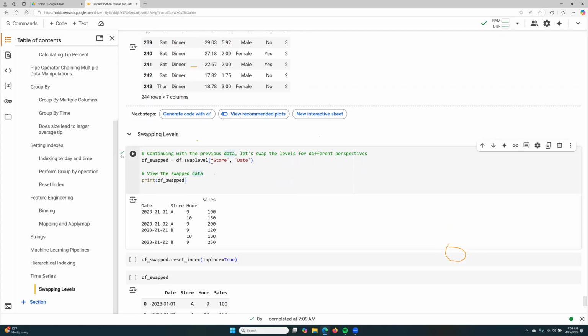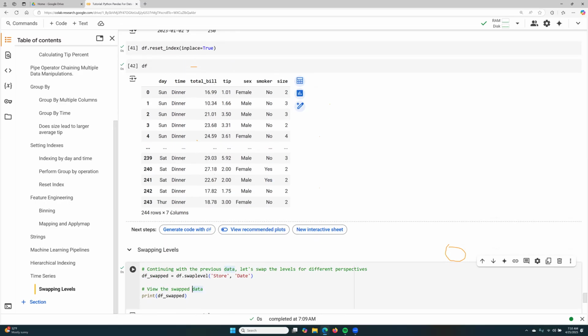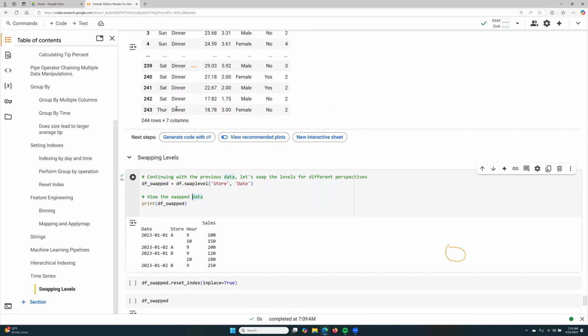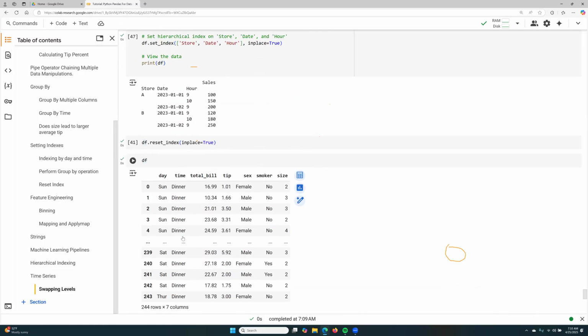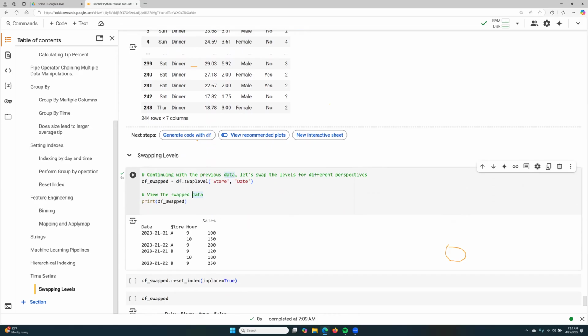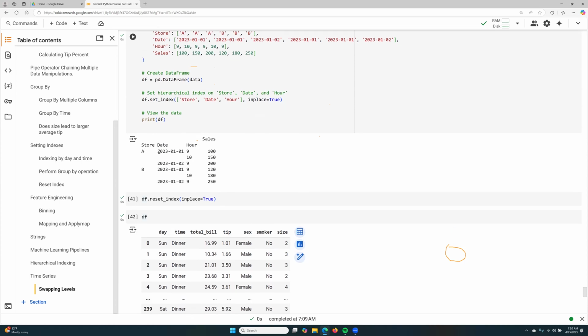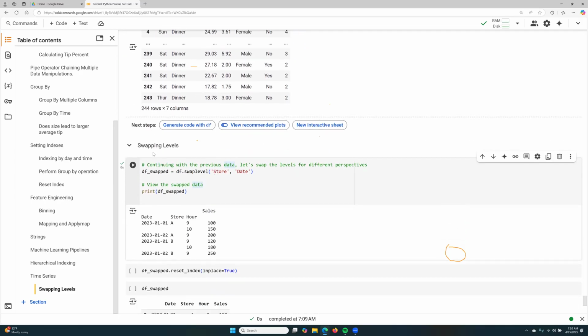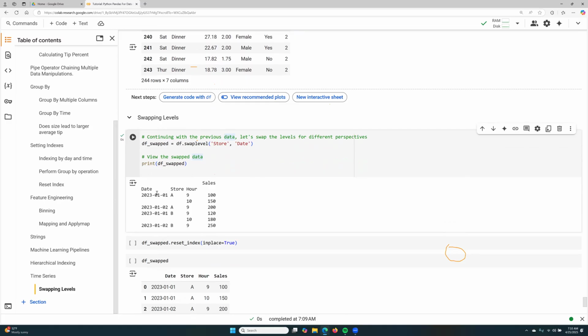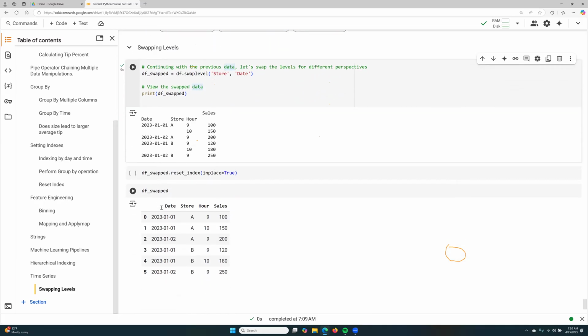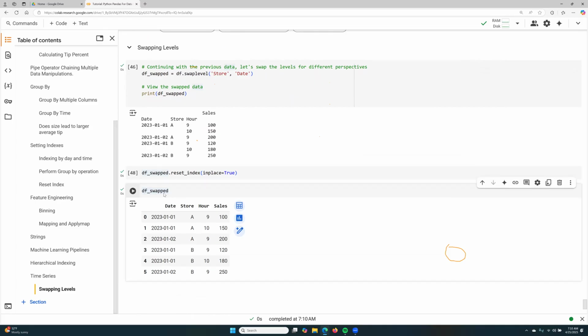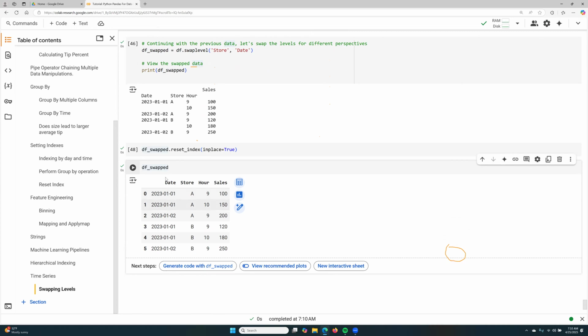So here is how I swapped it, store and date. It changed from this to this: date, store, hour, from store, date. And this might be more useful as a format than something like this. It depends on the way you look at it. If you're looking at it on a store level and they've got different start dates, you might look at it that way. If you're looking at it from a holistic perspective, like your calendar year and you're planning for every store, you might look at it from this perspective. So again, I could switch it back. And this is the preferred format for modeling, machine learning modeling.